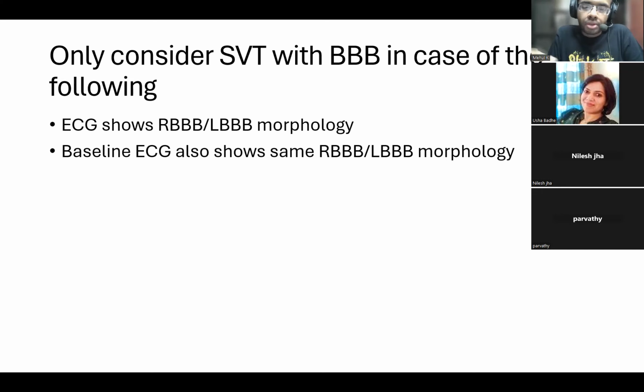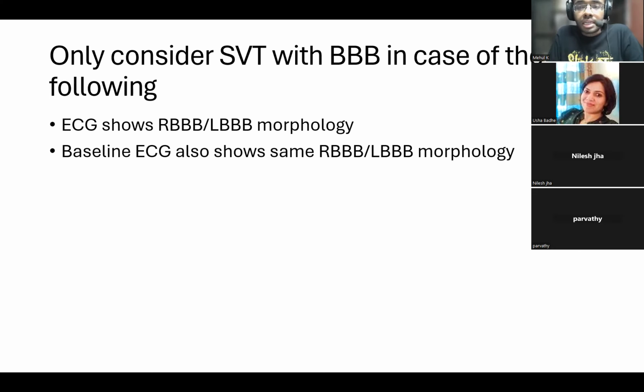In LBBB morphology, in V1 you get a QS morphology, that is basically a negative wave. And in lead 1 and V6, you get a positive wave, that is a monomorphic R wave. That is LBBB morphology. And it has to be perfectly matching in all of these three leads. If it is not matching in all of these three leads, you throw out the diagnosis of SVT with bundle branch block.